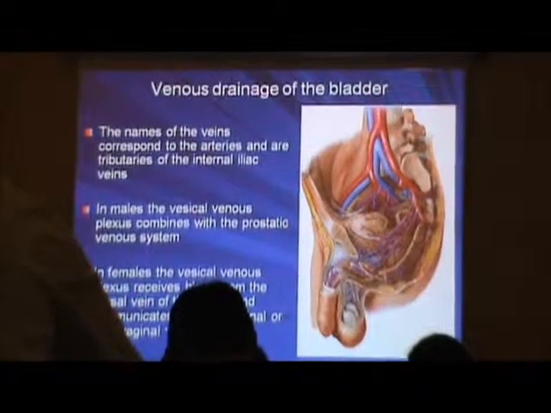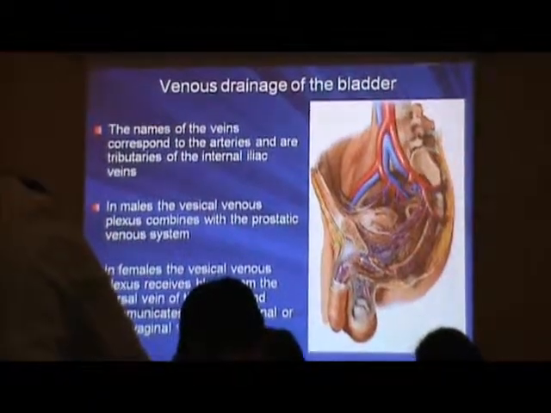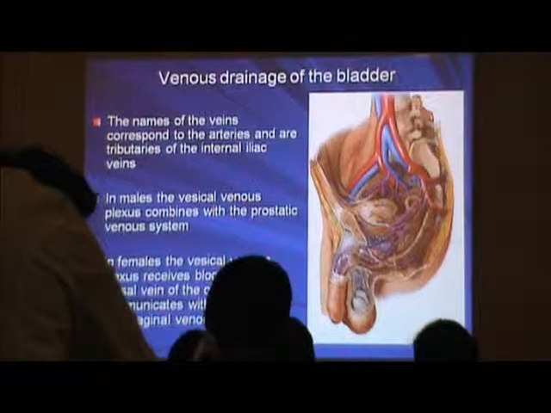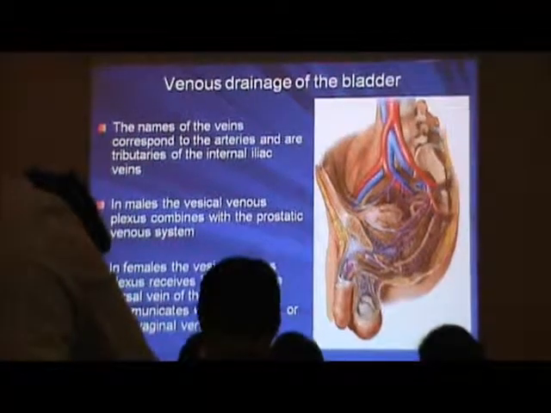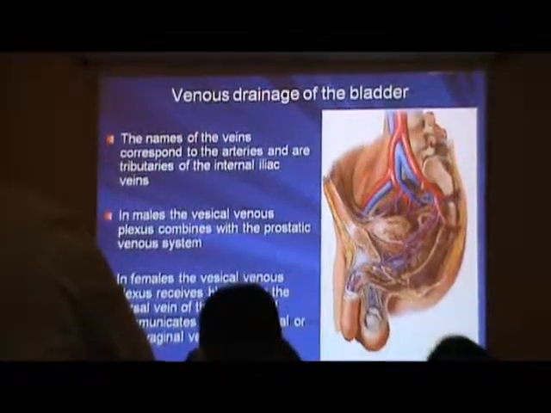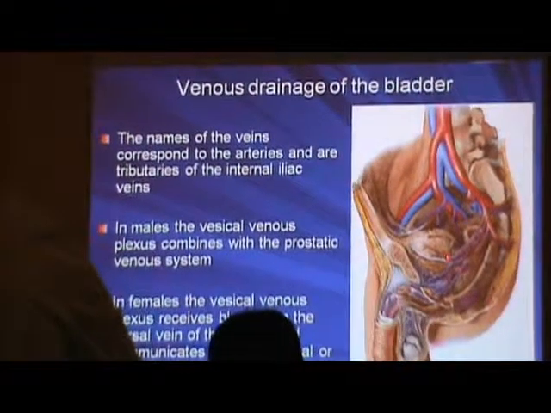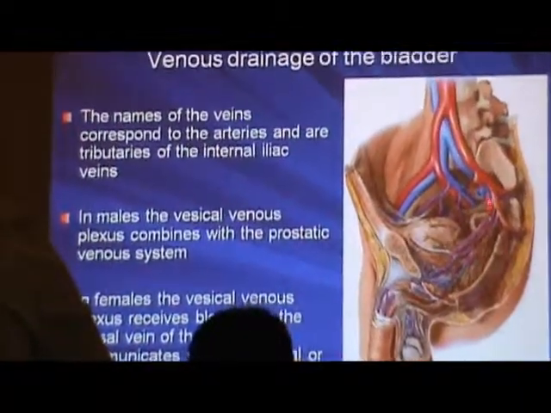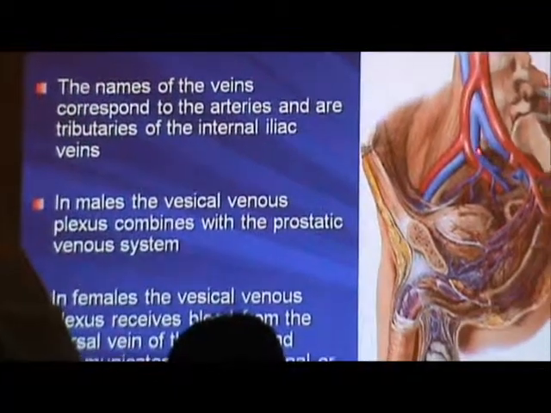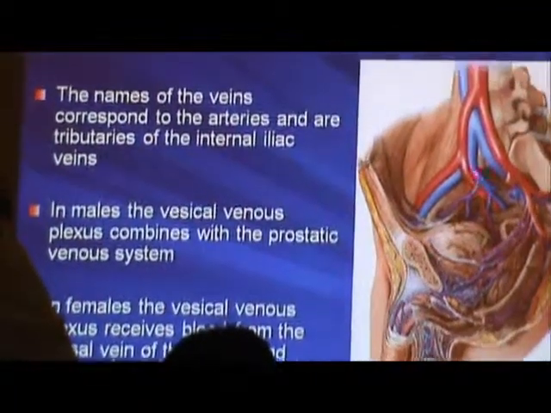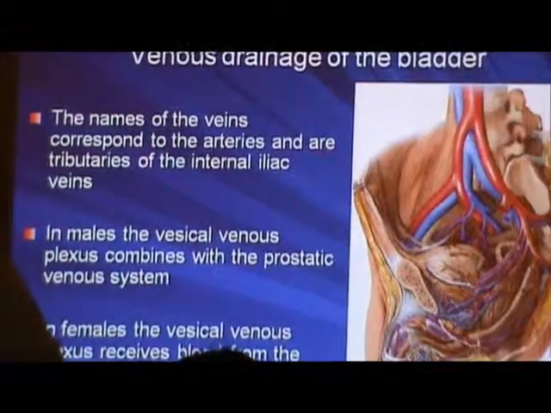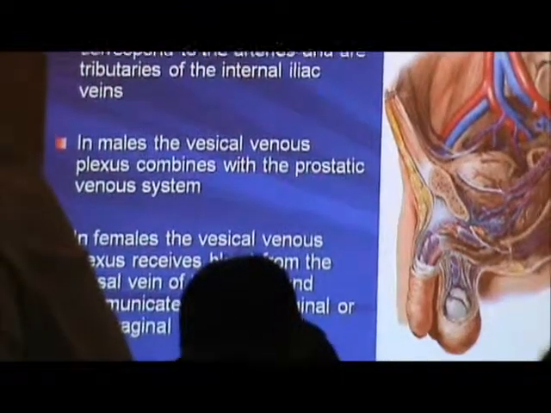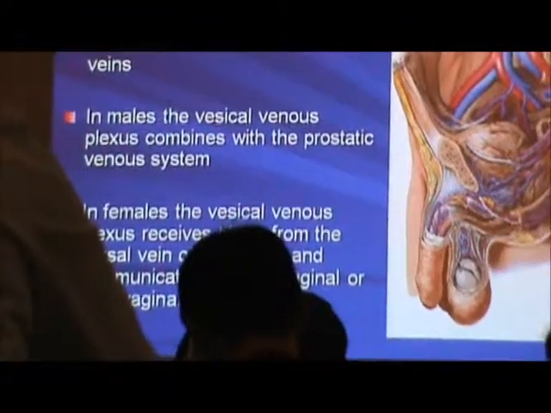The veins have the same names as the arteries, so they correspond to the arteries and are tributaries of the internal iliac vein. Next, the internal iliac vein is visible better here. The internal iliac vein forms the common iliac vein, and next the inferior vena cava.